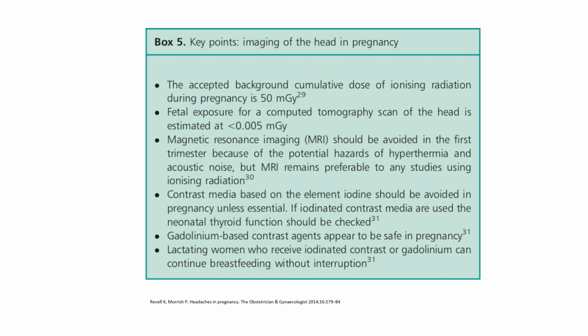So key points on imaging of the headache in pregnancy. The accepted background radiation accumulated dose of ionizing radiation during pregnancy is 50. Fetal exposure for a CT scan of the head is estimated to be less than 0.005. MRI should be avoided in the first trimester because of potential hazards of hyperthermia and acoustic noise, but MRI remains preferable to any studies using ionizing radiation.